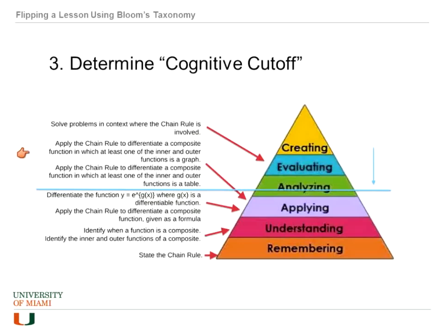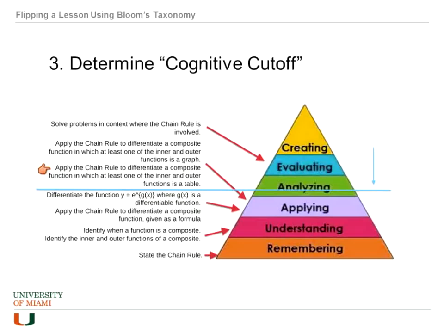Then the material above the line, you're going to have activities in class. So if you want them to practice applying the chain rule to differentiate a composite function in which at least one of the inner and outer functions is a table. And I was a math major back in the Stone Age, and you got me on this one, but I guess I understand a little bit of it.